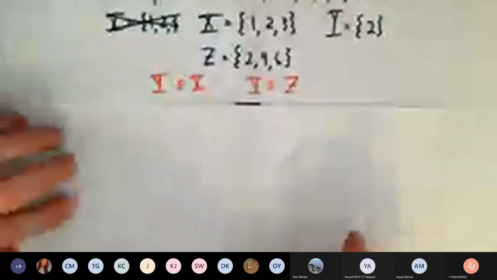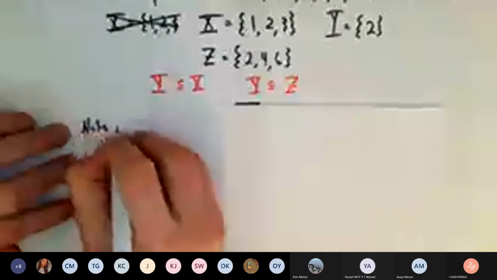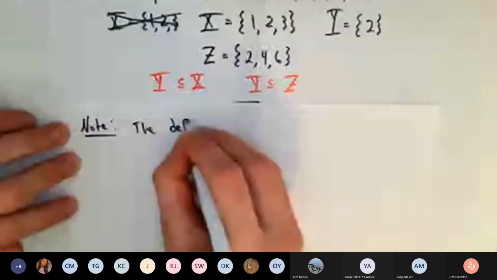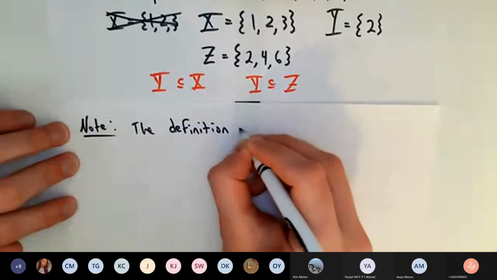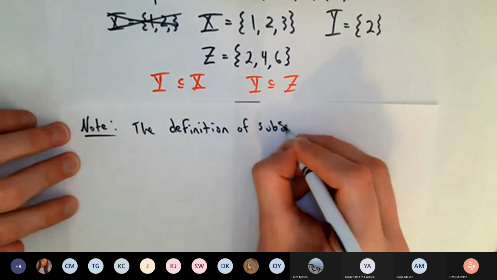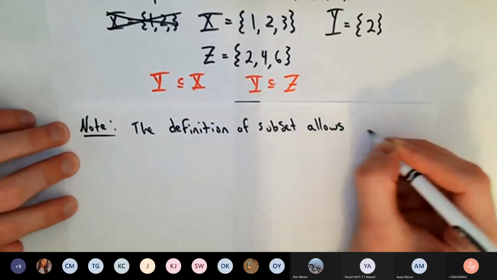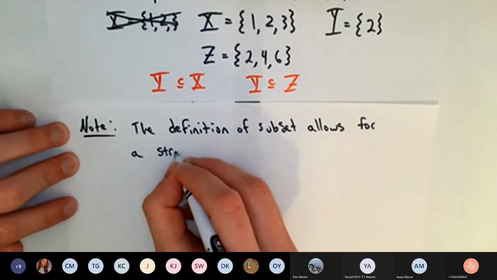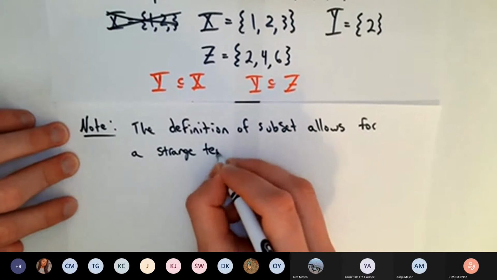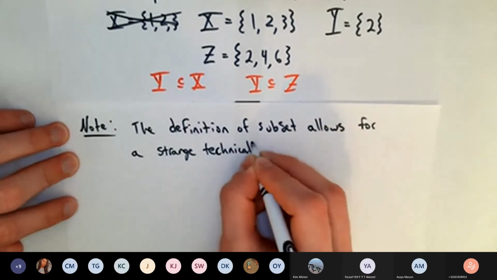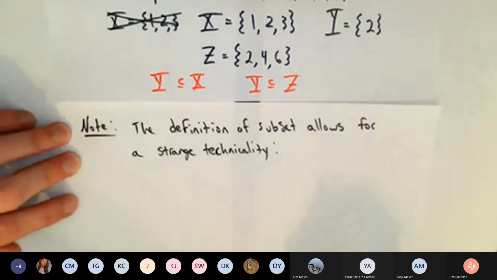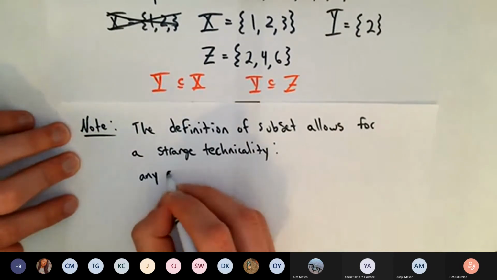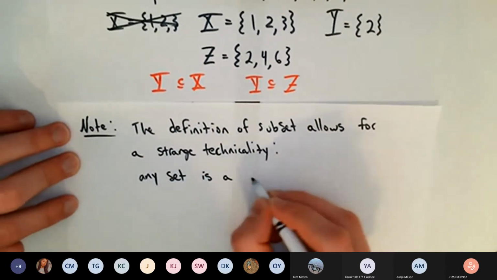I'll leave that there in case you need it. I'm going to move on to the next definition. First I want to make a note. The definition of subset allows for a strange technicality, which is that any set is a subset of itself.